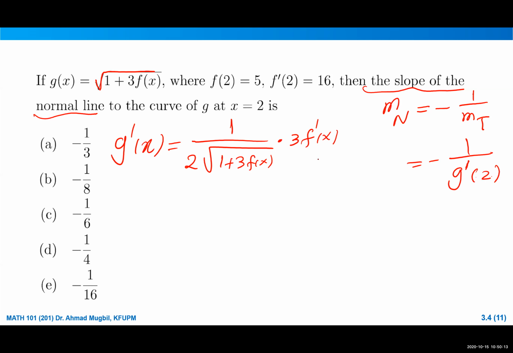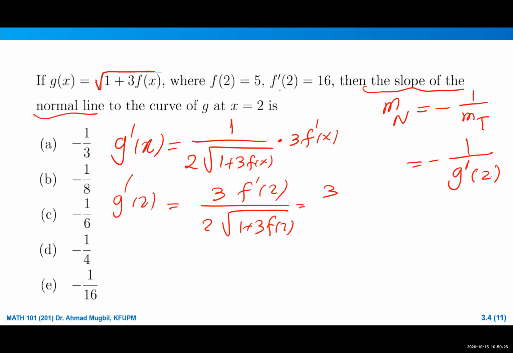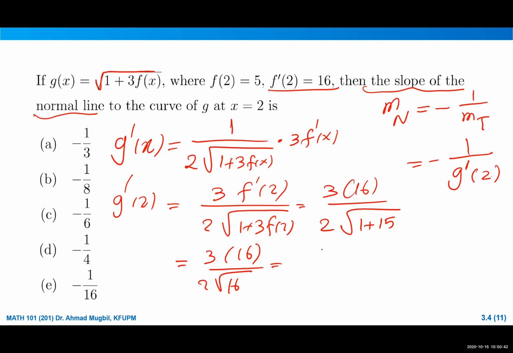This is the derivative in general. Now evaluate it at 2. So it will be 3f prime at 2 over 2 square root of 1 plus 3f at 2. Substitute. What is f prime at 2? It is 16. Over 2 times the square root of 1 plus 3 times f of 2, which is 5, so 3 times 5 is 15. So we have 3 times 16 over 2 square root of 16, which is 3 times 4 over 2, because the square root of 16 is 4. That is 12 over 2, which is 6.